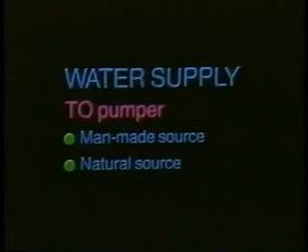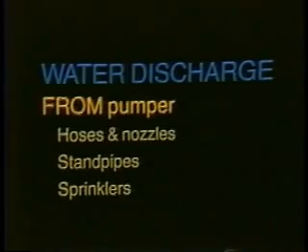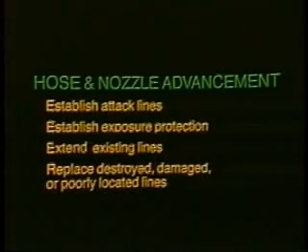Once the water source has been established and connections made to the apparatus for its utilization, we're ready for the discharge of water from the apparatus to hoses and nozzles, standpipes, and sprinkler systems. Hoses and nozzles are advanced for several reasons, including establishment of attack lines, establishment of exposure protection, to extend existing lines, and to replace destroyed, damaged, or poorly placed lines.